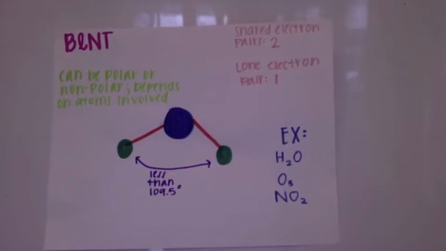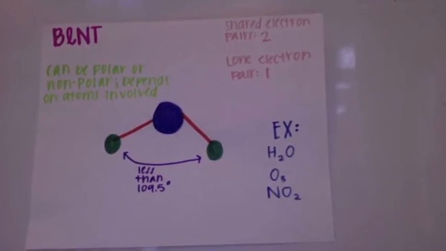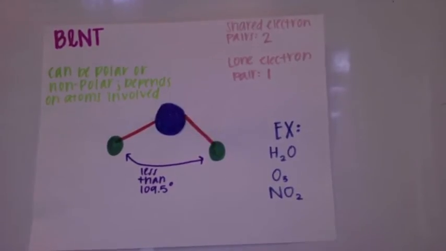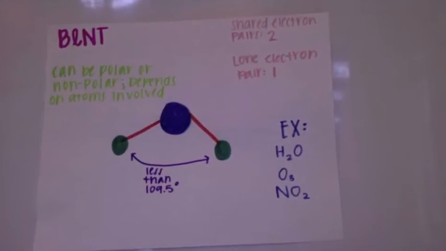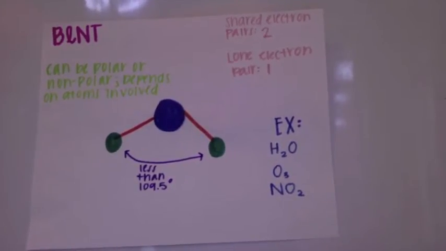The bent molecular shape can be polar or nonpolar, depending on the atoms involved. It has a bond angle of less than 109.5 degrees, and they have 2 shared electron pairs and 1 lone electron pair. Examples are water, trioxygen, and nitrite.